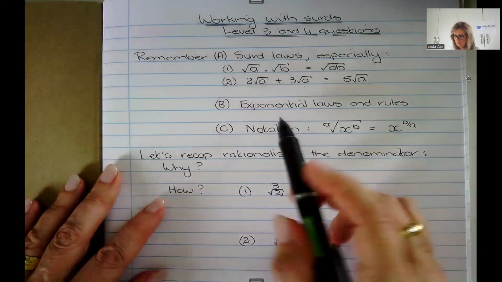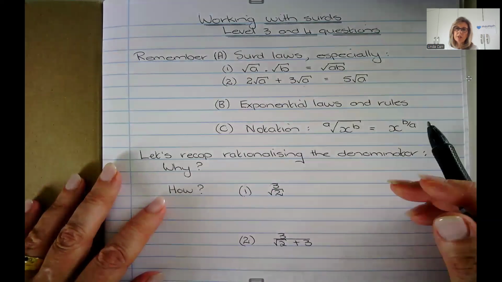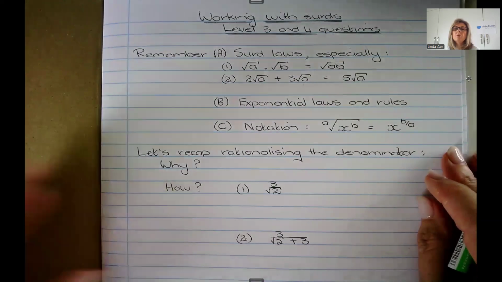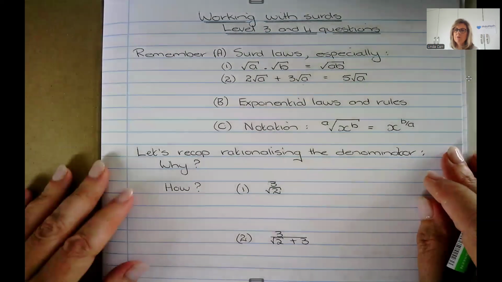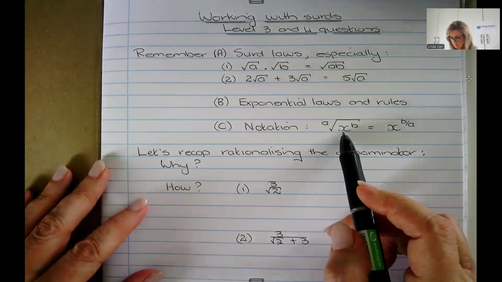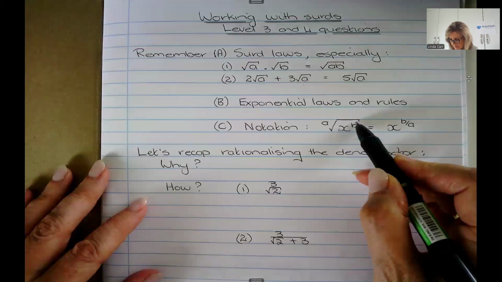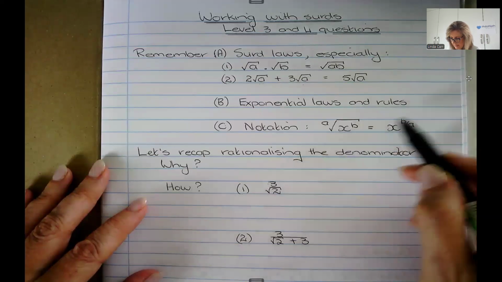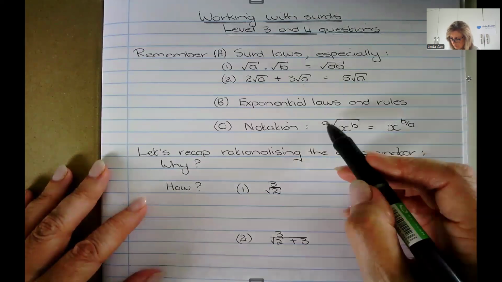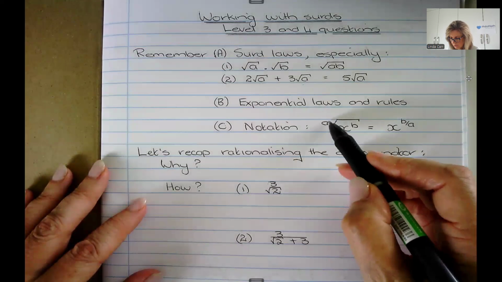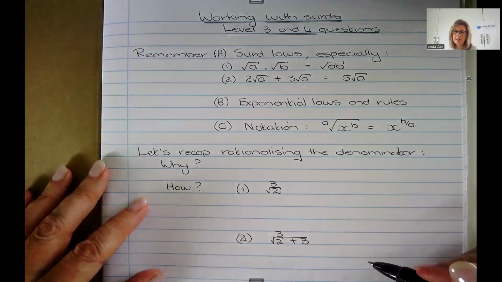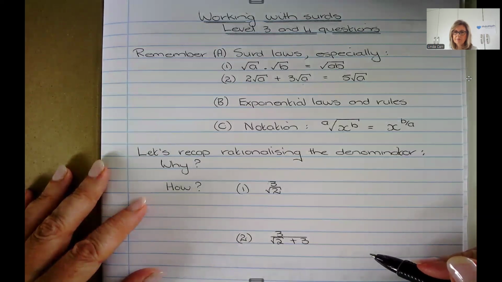Right, then you also need to know your exponential laws and rules. So I'm not going to go through them now because your teachers have done that. But as we use them, I will remind you of the 4 laws and the 2 rules. Your notation for surds, remember that what's in the exponent remains in the numerator of your rational exponent, and what's outside the root, your square root, cube root, fourth root, etc., that becomes the denominator of your rational exponent.